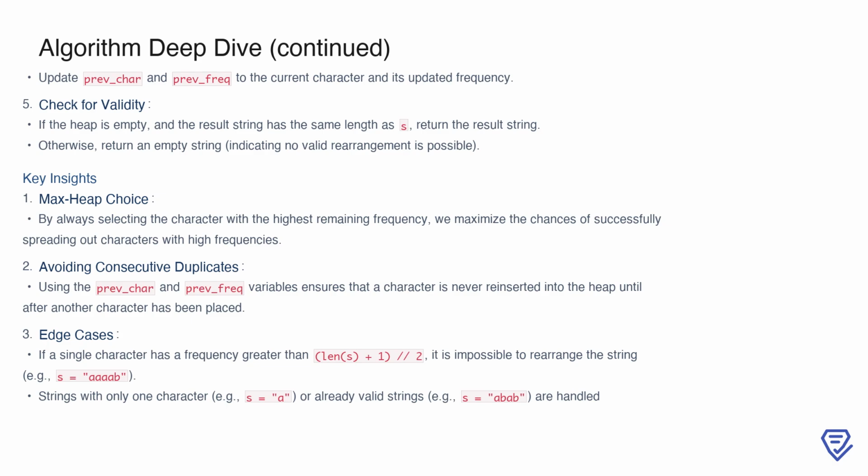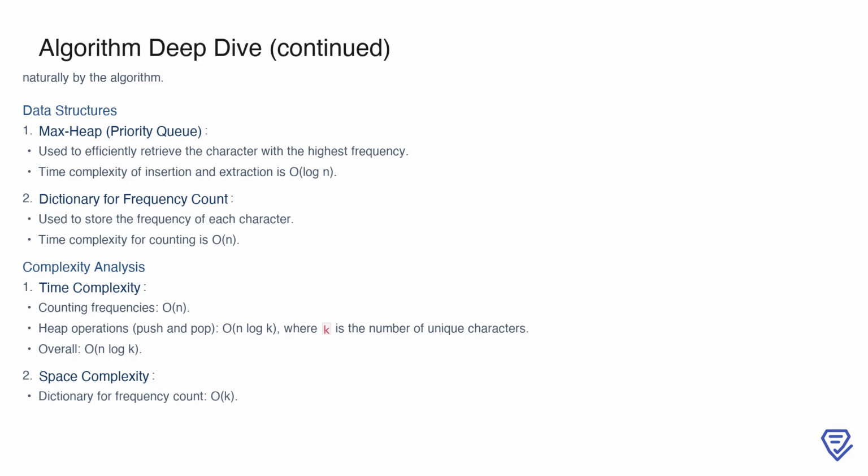The algorithm's success relies heavily on the choice of using a max heap. By always selecting the character with the highest frequency, we maximize the chances of spreading out characters that appear frequently. Additionally, the use of prev_char and prev_frequency ensures that no character is used consecutively, maintaining the validity of the arrangement. This approach also accounts for edge cases, such as when a character's frequency exceeds half the length of the string, making rearrangement impossible. The data structures we use play a crucial role in the efficiency of this solution.